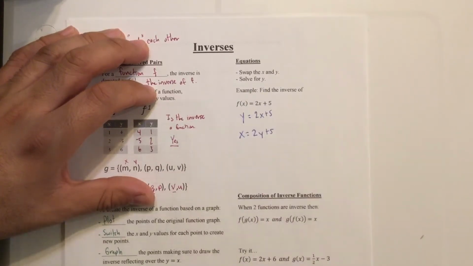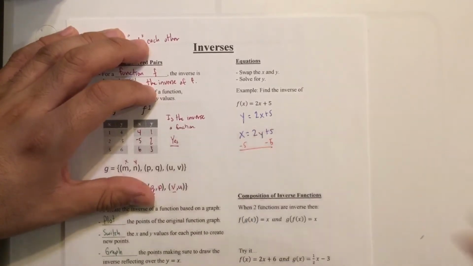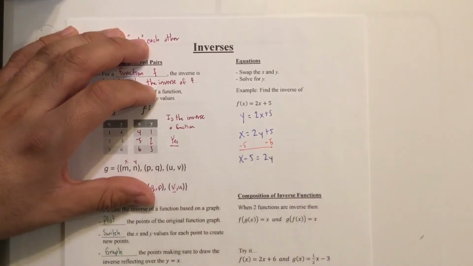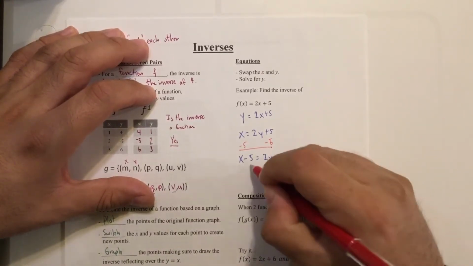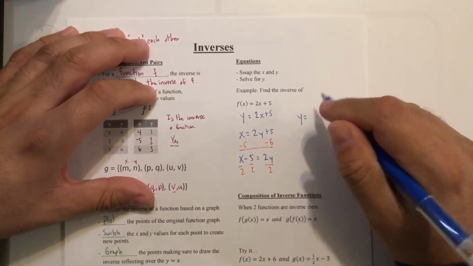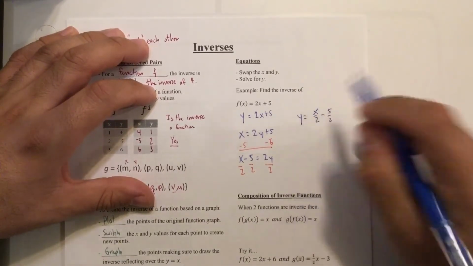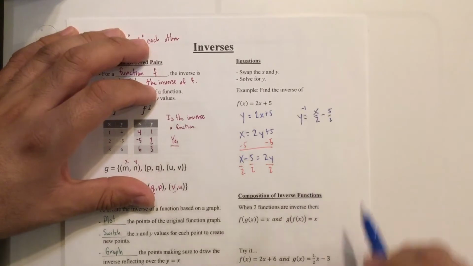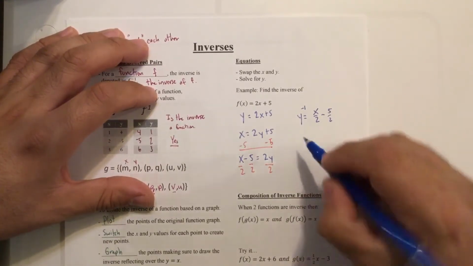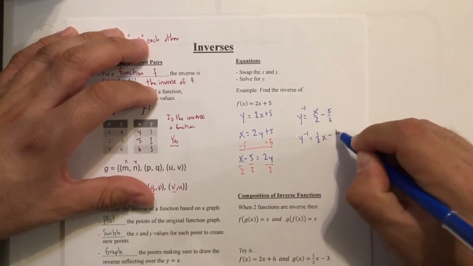Now from here you solve for y, and that's going to be your inverse. To solve for y, the first thing I'm going to do is subtract 5 on both sides. So x minus 5 equals 2y. Then I'm going to divide each one by 2 individually. And we get y equals x over 2, or 1/2 x, minus 5/2. Since this is the inverse, we put the -1 to show that it's the inverse. So the inverse of y is x over 2 minus 5/2. Another way you could have written it was the inverse of y is 1/2 of x minus 5/2.